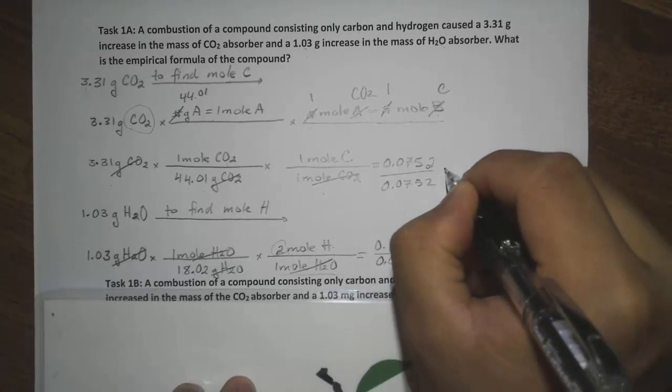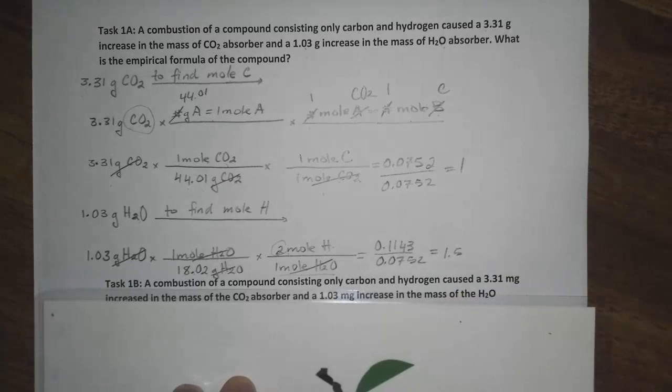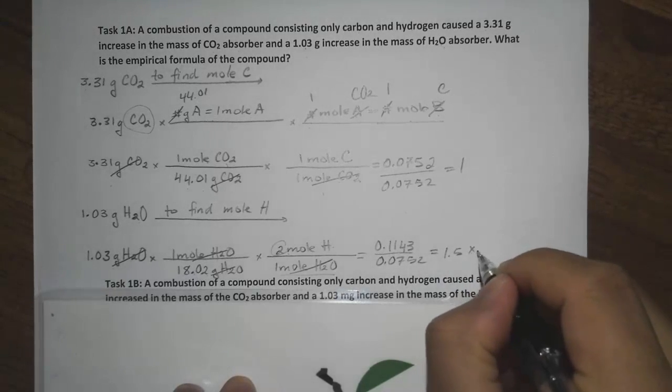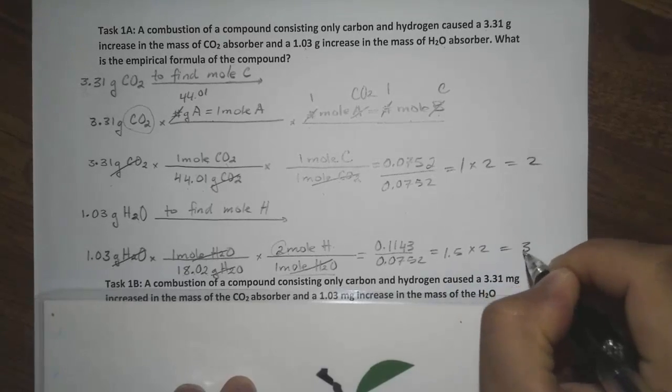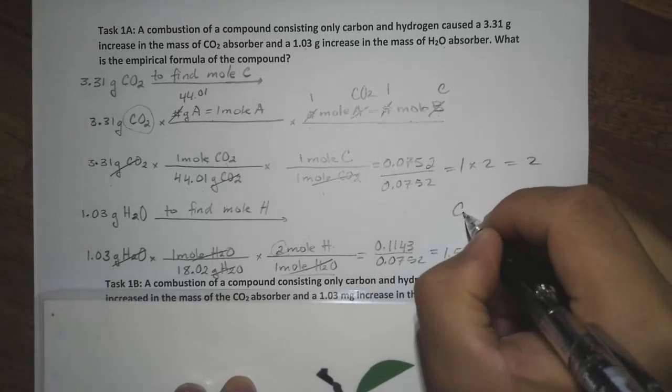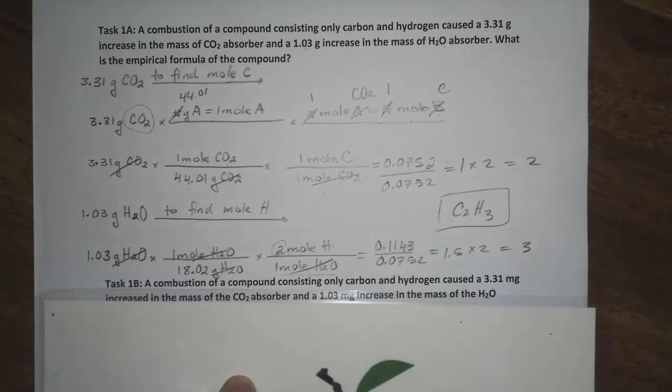0.0752. This gives us 1, of course, and this gives us 1.5. How do we get rid of the 0.5? Multiply them all by 2. So what we have here is 2, and this is 3. So our formula is C2H3. That is our empirical formula.